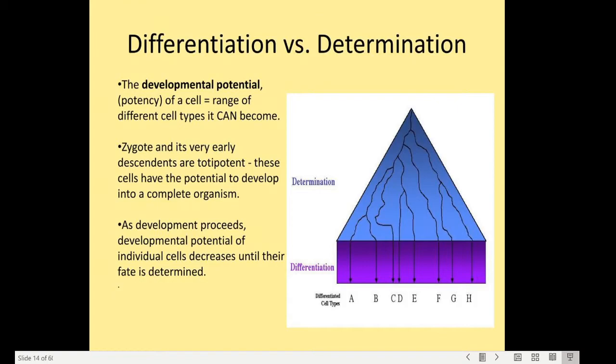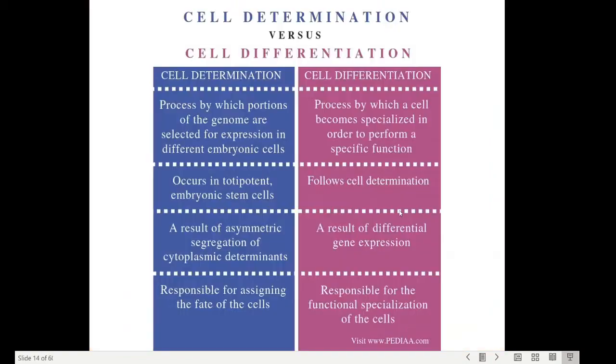The first step is determination. Only one region can develop into a different region. Those different cells specifically differentiate into tissues. That is, determination is a random process, differentiation is a specific process. Here is one simple comparison table. It's a very important table for understanding the concept.